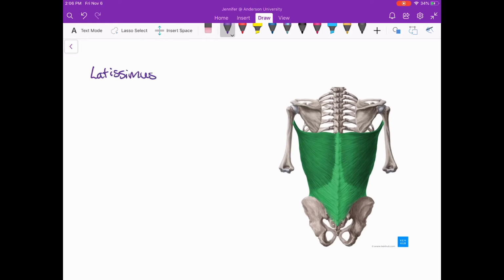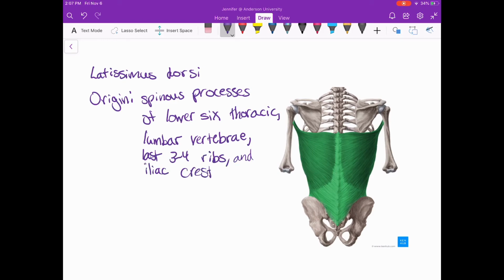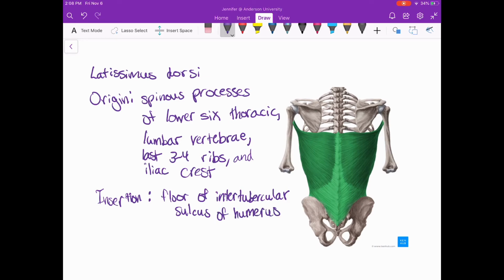Next, we have the latissimus dorsi, which is a broad, flat muscle of the lower back, lumbar region, and it has extensive superficial origins. The origins are the indirect attachment to the spinous process of the lower 6 thoracic vertebrae, lumbar vertebrae, last 3 to 4 ribs, as well as the iliac crest. So as you can see, that is extensive. And the insertion is the floor of the intertubercular sulcus of the humerus. As you can see, it's a very large muscle, another one of those easier ones to identify.